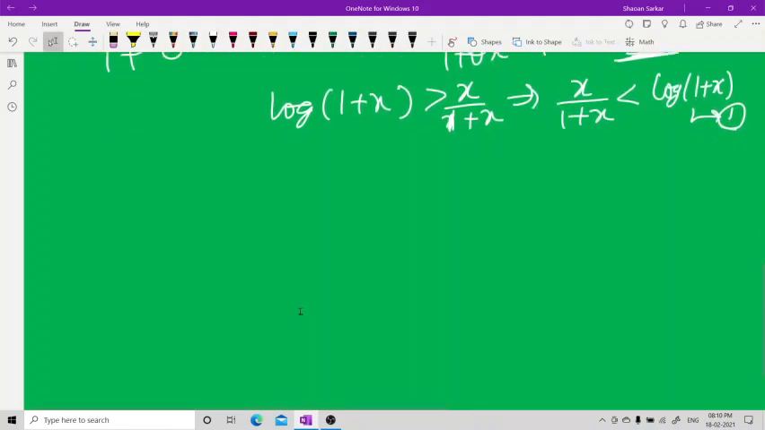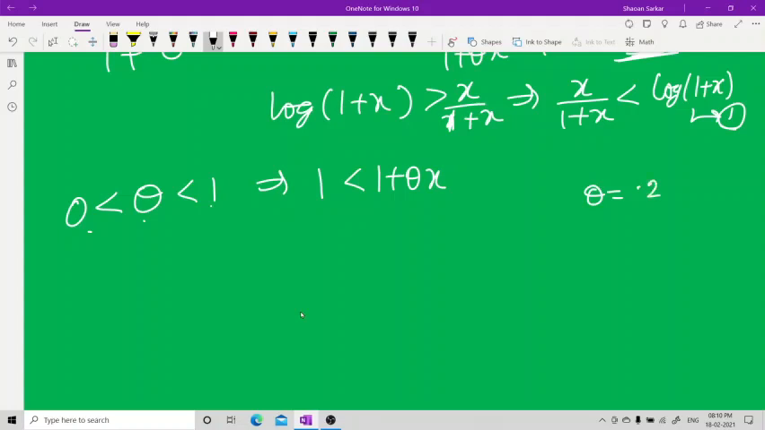Now let us take another part. You know theta is greater than 0, less than 1. So 1 would be less than 1 plus theta x. Understand this way: theta is in between 0 and 1. Take a value of theta, let's say 0.2, and take x equal to say 2. So 1 plus 0.2 into 2 gives 1 plus 0.4, which is nothing but 1.4. And this quantity is always greater than 1, whatever you take x, whatever you take theta.